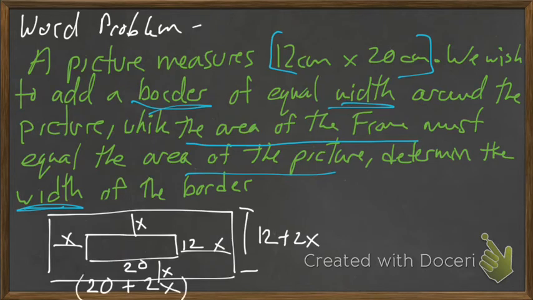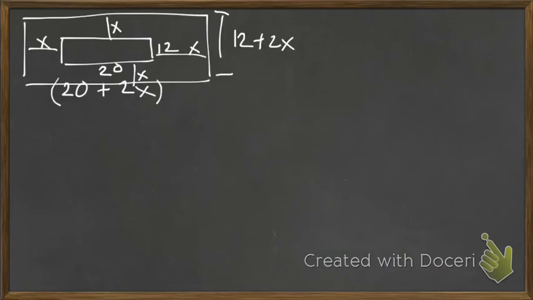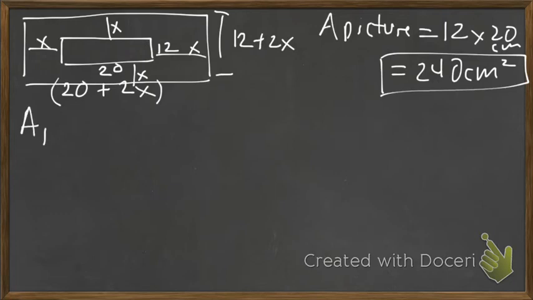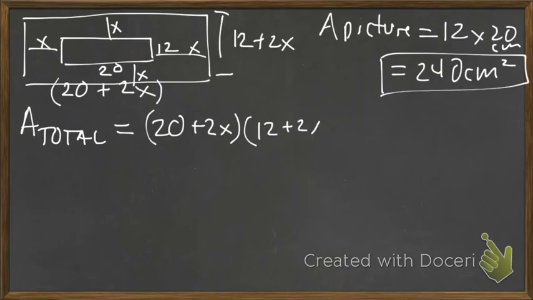All right. I'm going to copy this picture. I'm going to go to a new slide because I need a bit more space. Past the 20-minute mark, I apologize. Try to make this quick. Okay, now we know the picture. Area of the picture is equal to 12 multiplied by 20 centimeters, which is 240 centimeters squared. Okay. We know that the area in total will be equal to 20 plus 2x multiplied by 12 plus 2x. But we need to find out what this x value is.